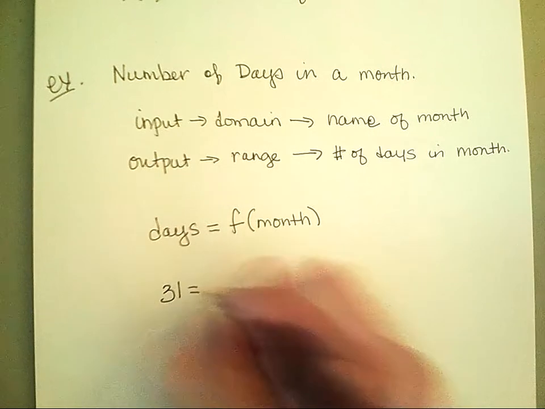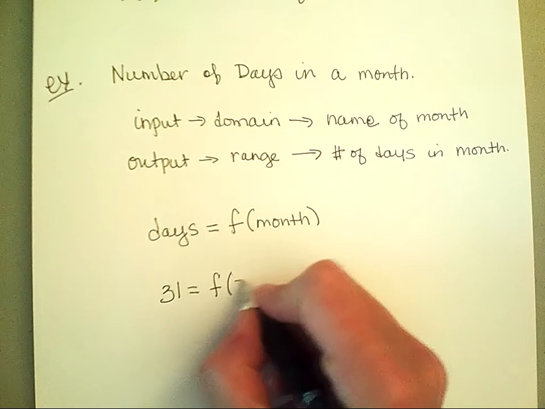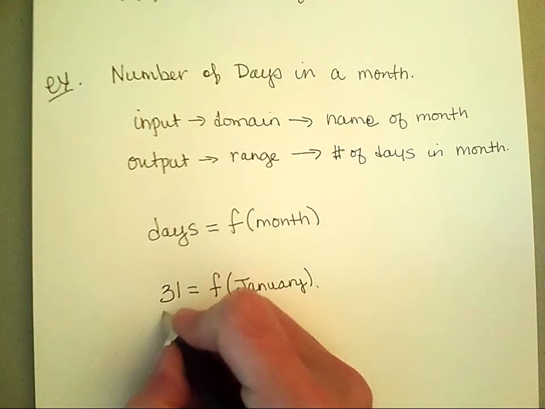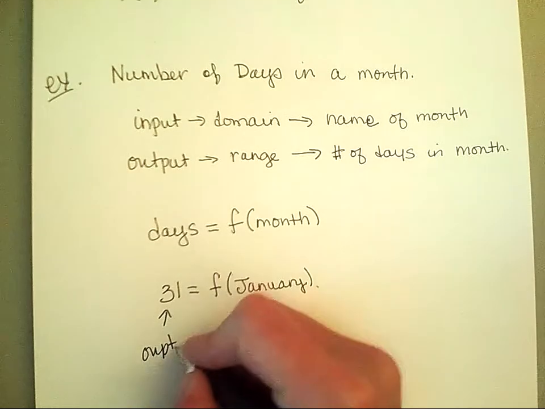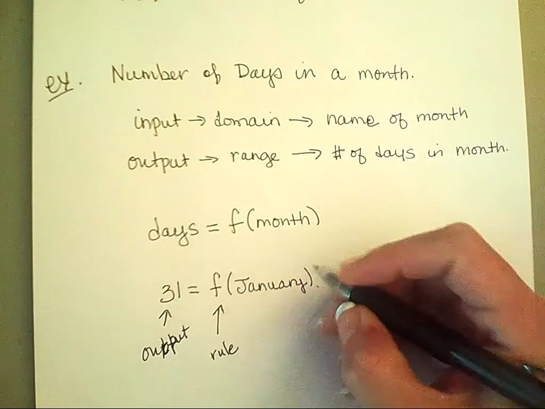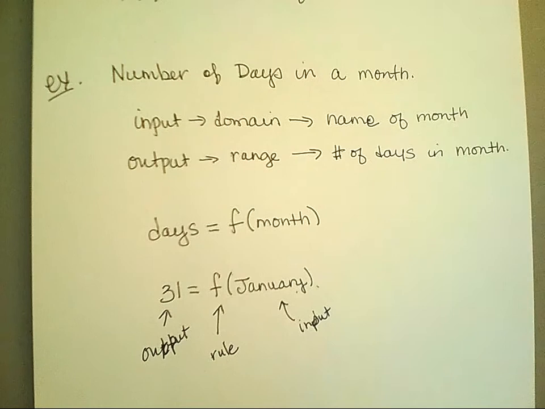So in this way, a specific example would be, for example, 31 is a function of, now in this case, January. This is our output, okay, so the range. This is the rule that we're applying, and this is our input. Okay, this is an element from the domain. So that's in general what a function is.